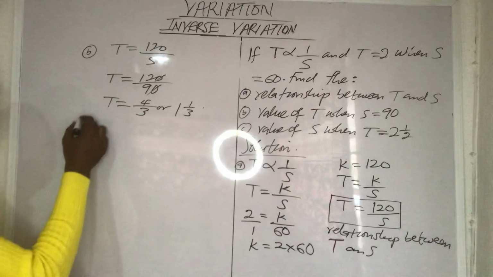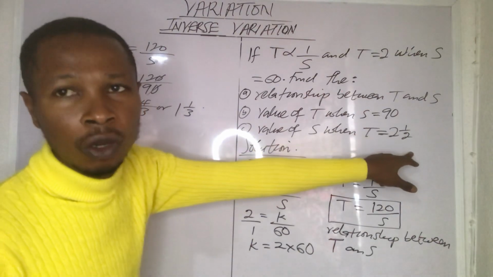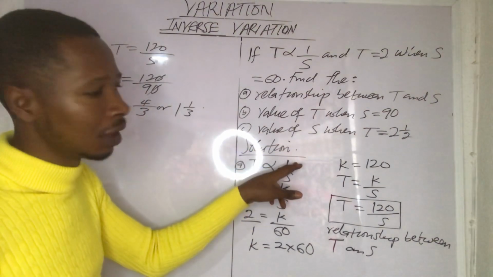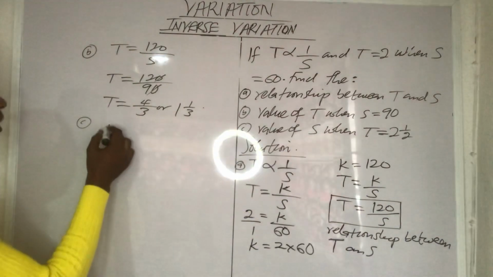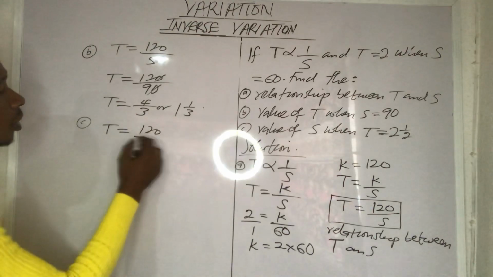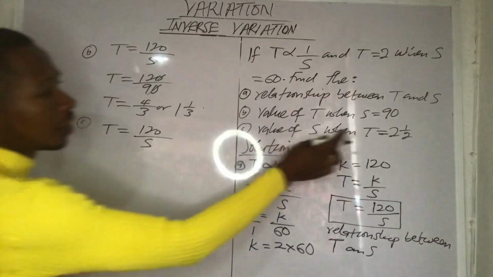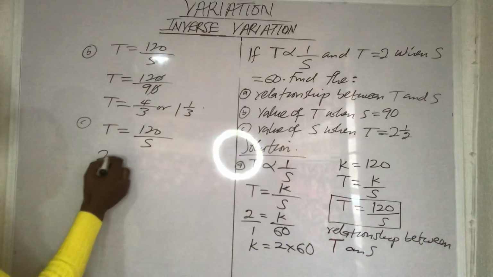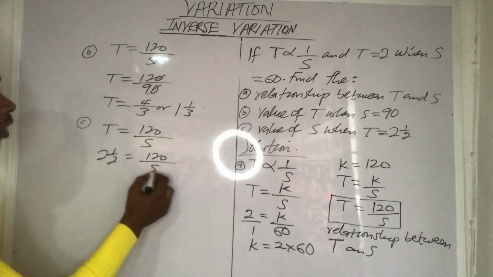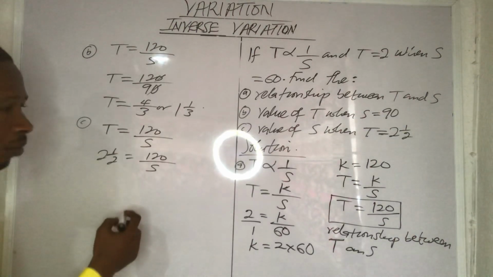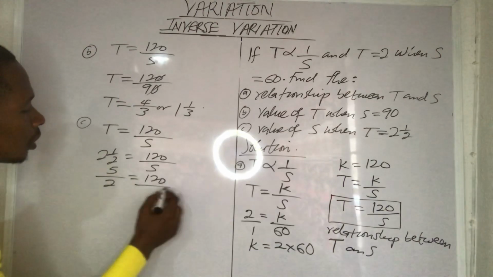Also, the c part: find the value of s when t is 2.5. Also, I don't need to come back to the beginning again. I will start from this relationship. So if I write this relationship, I have t is equal to 120 over s. Then I'm looking for s. t is 2.5. So I will have 2 and 1 over 2 here is equal to 120 over s. Take this to an improper fraction. That will be 5 over 2 is equal to 120 over s.